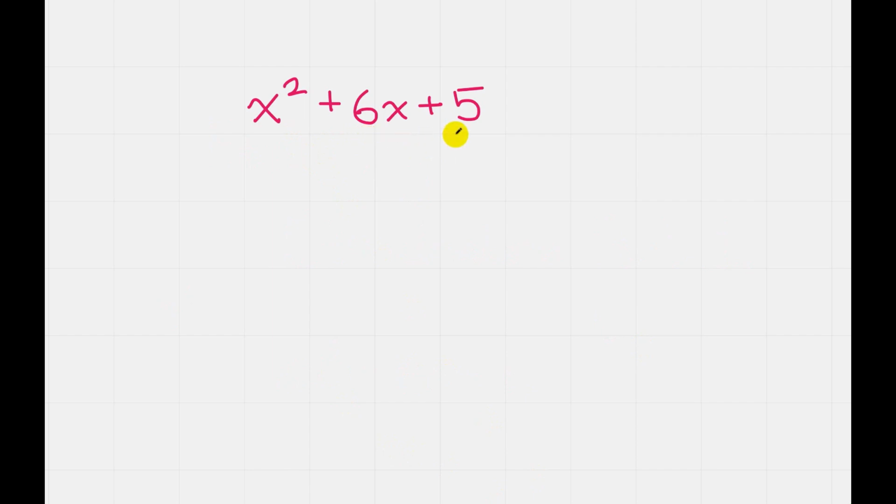Alright, here is our first quadratic expression. We have x squared plus 6x plus 5. And you can see that in our first term there is no coefficient, or rather the coefficient is an invisible 1. Alright, so the first step to factoring a quadratic is to find a special set of numbers. And these two numbers have to multiply to give you the third term and add up to the coefficient of the second term. For our question, we're going to find two numbers that multiply to 5 and add up to 6.